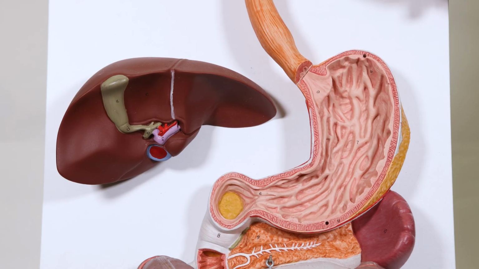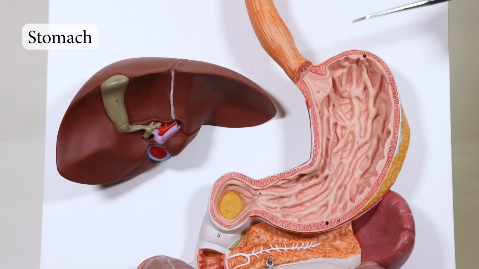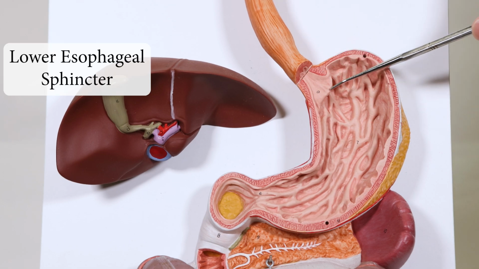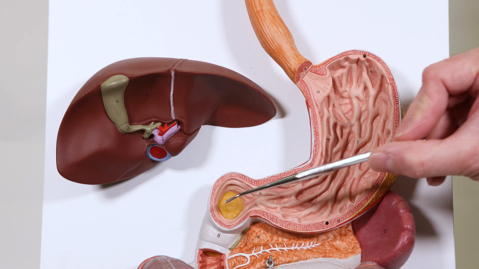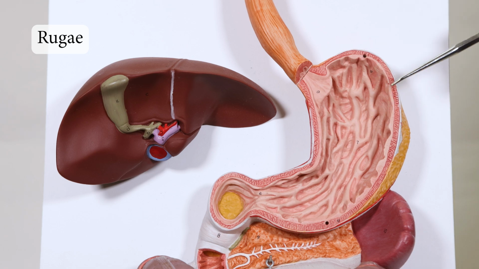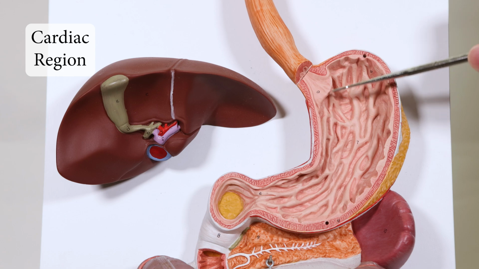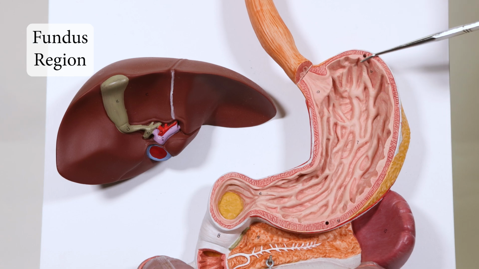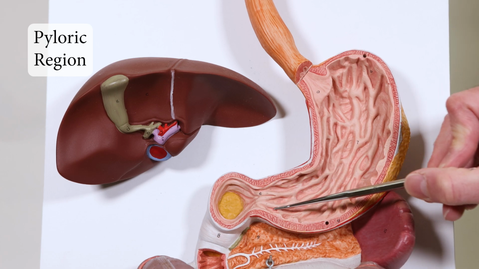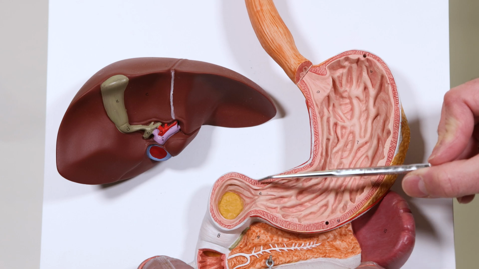Now if we follow the esophagus down, we'll come to the stomach. Right where the esophagus meets the stomach, this is the lower esophageal sphincter. Now the stomach itself is going to have these ridges inside, these rugae. It has 4 regions as well. You're going to have the first region right here being the cardia region. Then you have the fundus region up top here, the body, and the pyloric region. Right at the end of the pyloric region, right here, is the pyloric sphincter.